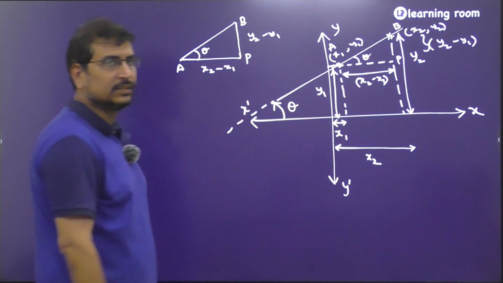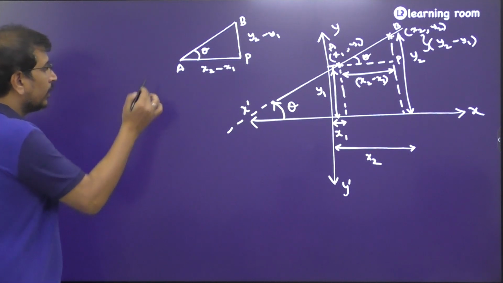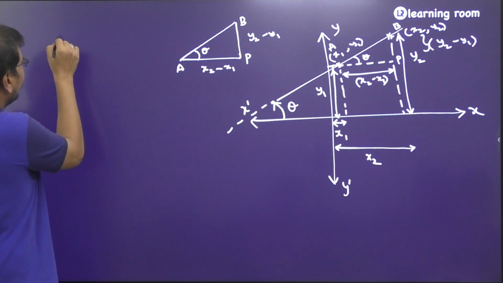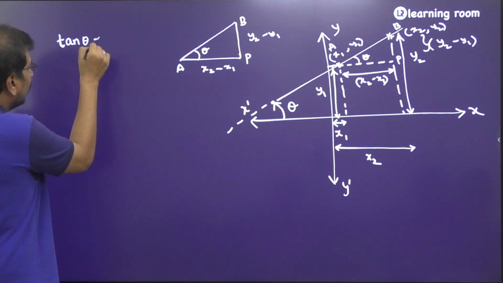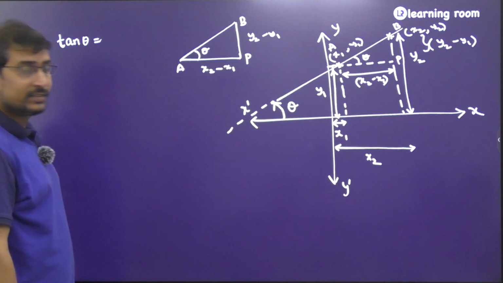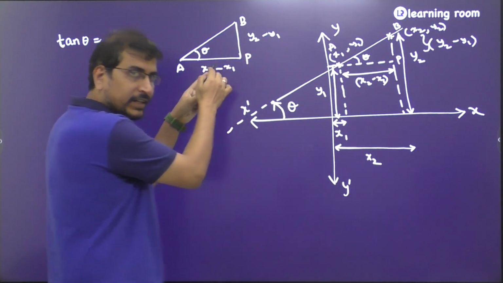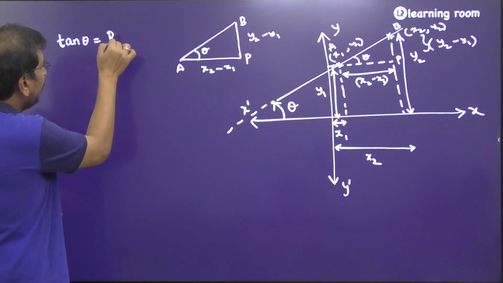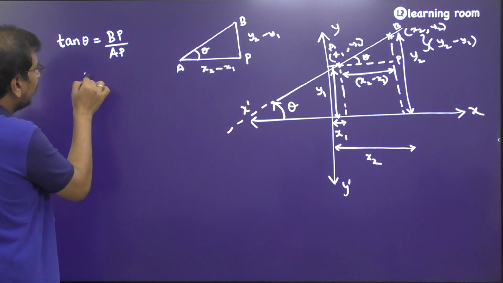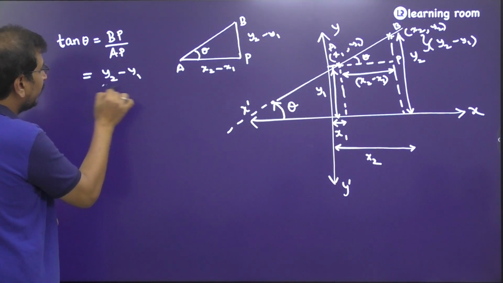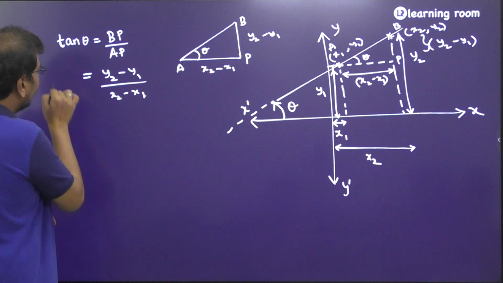Why? They are corresponding angles. Am I clear with this? Now tell me, what is tan theta from this? Tan theta is opposite divided by adjacent. So it is BP divided by AP. Then it is going to give me y2 minus y1 divided by x2 minus x1.